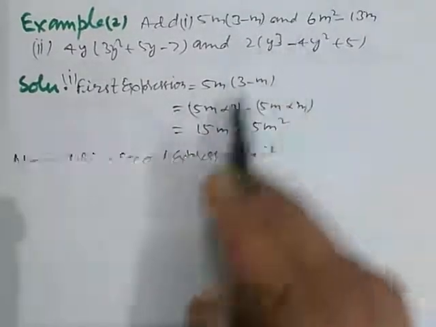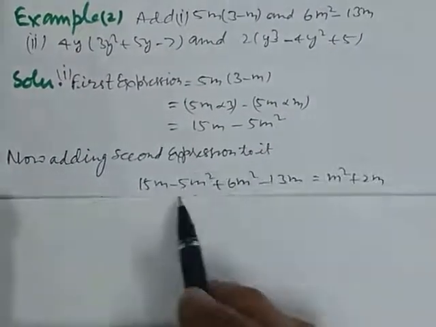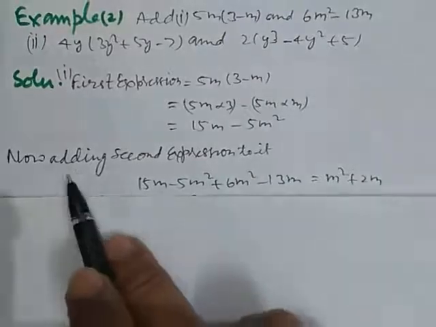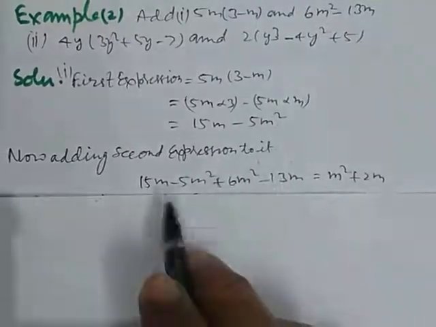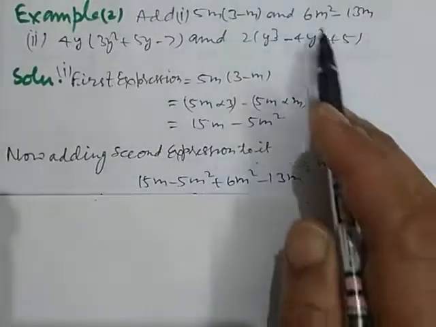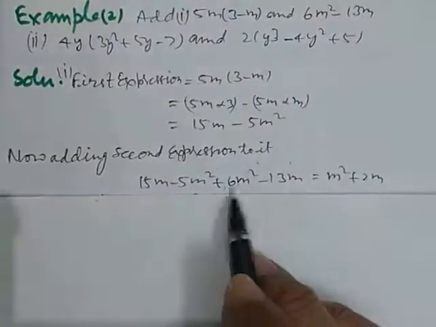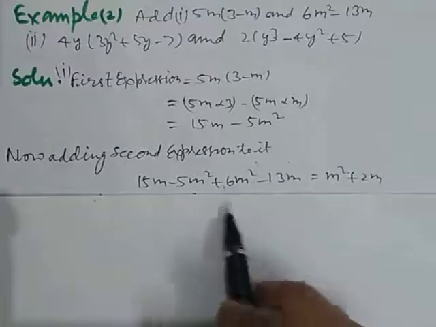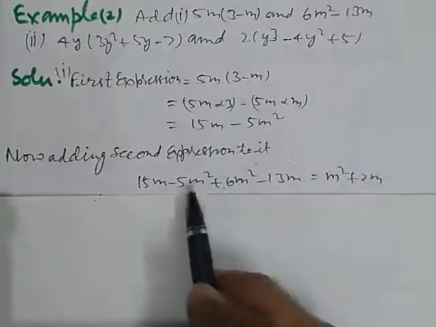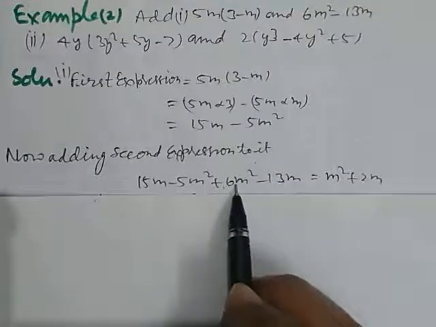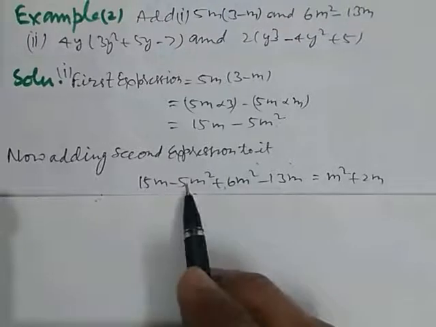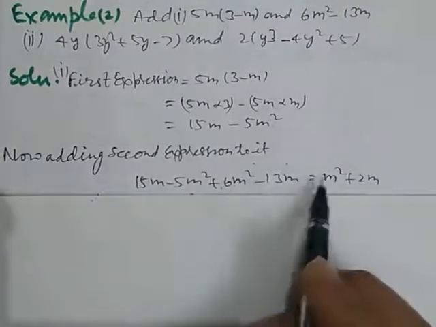Now take the second expression. The second expression is already solved, so add the second expression to it. So the first expression is 15m minus 5m square plus 6m square minus 13m. Now add like terms, m square, m square. This is minus 5m square, this is plus 6m square. So subtract them, we get the m square.